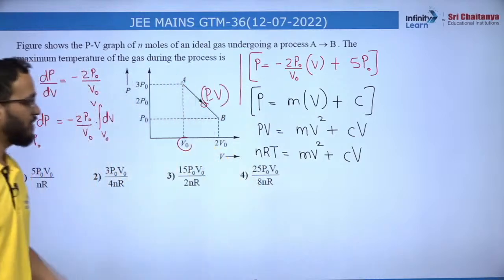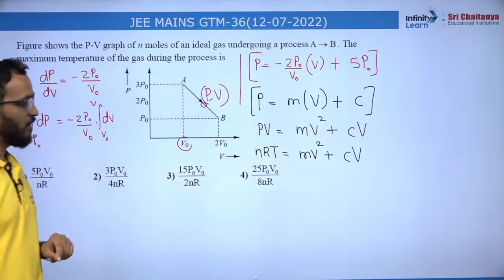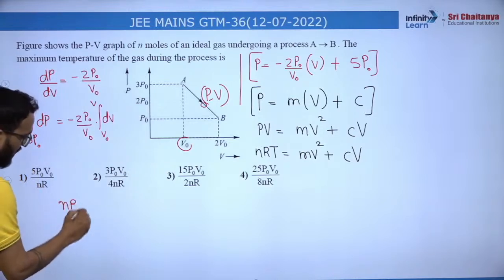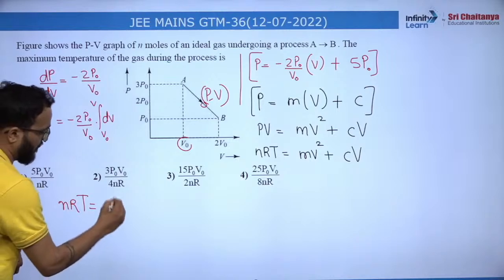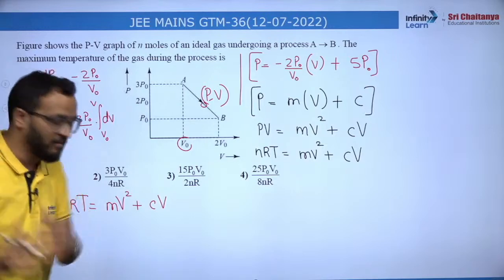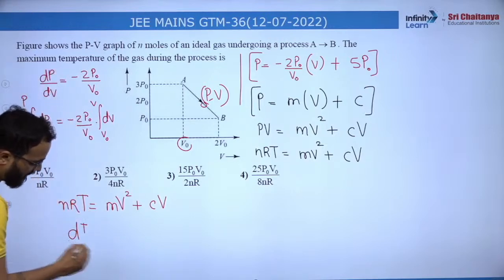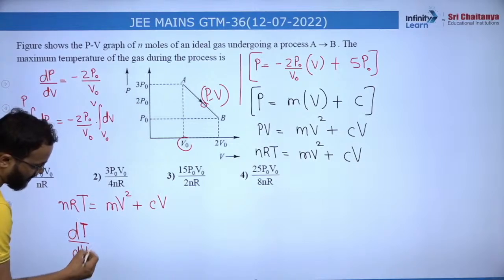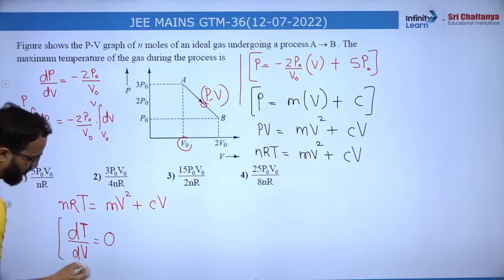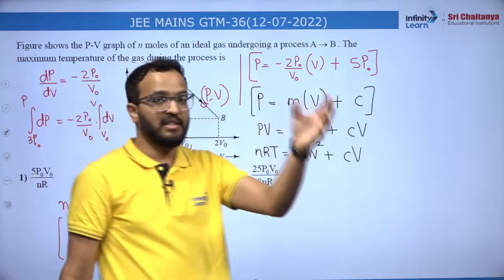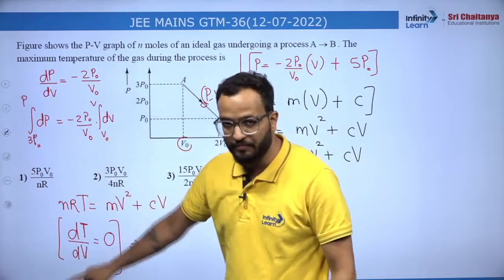Did you understand, students? In order to get the answer, nRT is equal to MV square plus CV. We want the temperature to be maximum. So for getting temperature maximum, dT/dV must be 0. Yes or no? dT/dV must be 0. And if you want to check whether the temperature will be maximum or minimum, you can differentiate one more time.